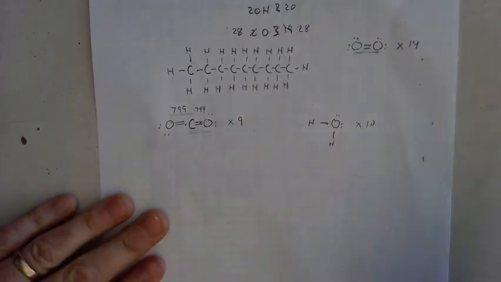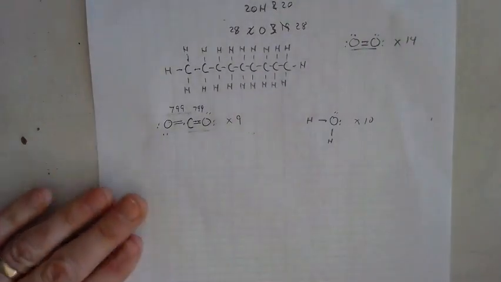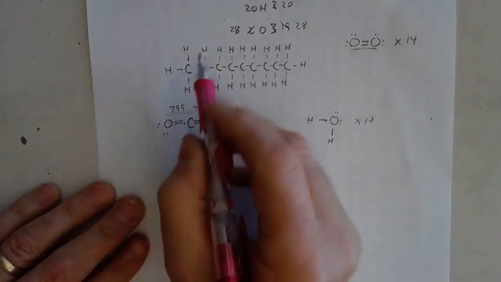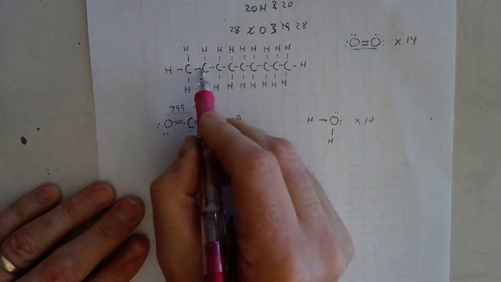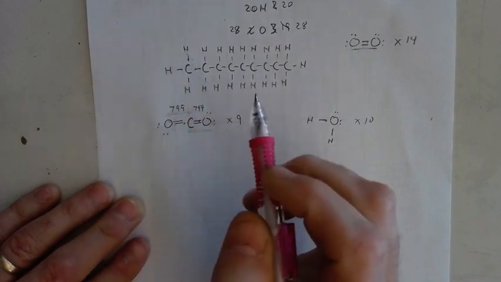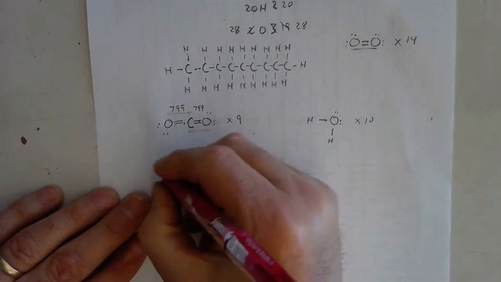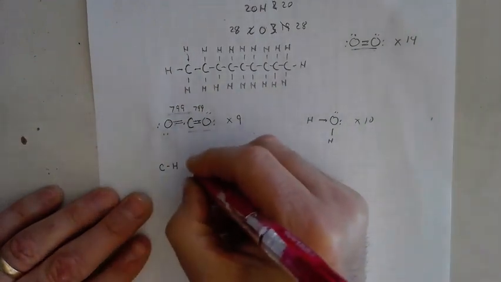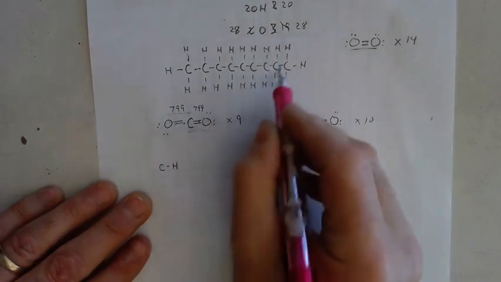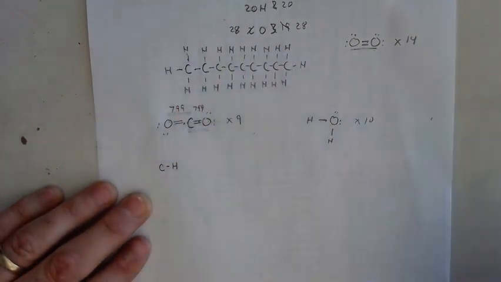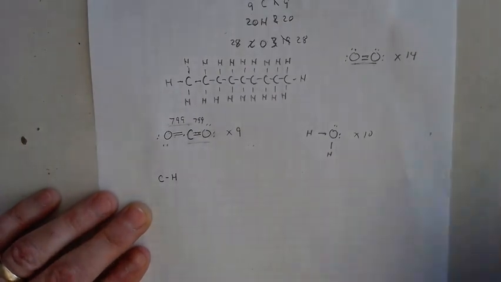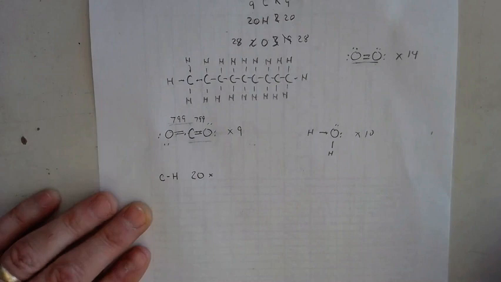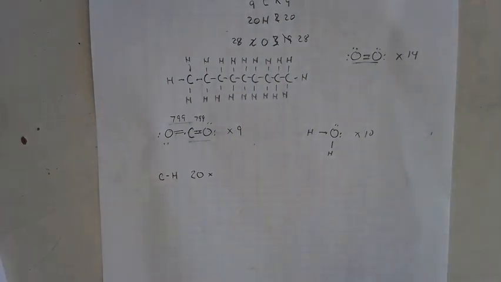The easy way of keeping track of all this is, first of all, I take my reactants. I see that I have some carbon-carbon bonds and I have carbon-hydrogen bonds. So I'm going to do those separately. First of all, the carbon-hydrogen bonds. There are 20 of those bonds. I go and I count, and there's 20 of them. So I go 20 times the actual bond energy.